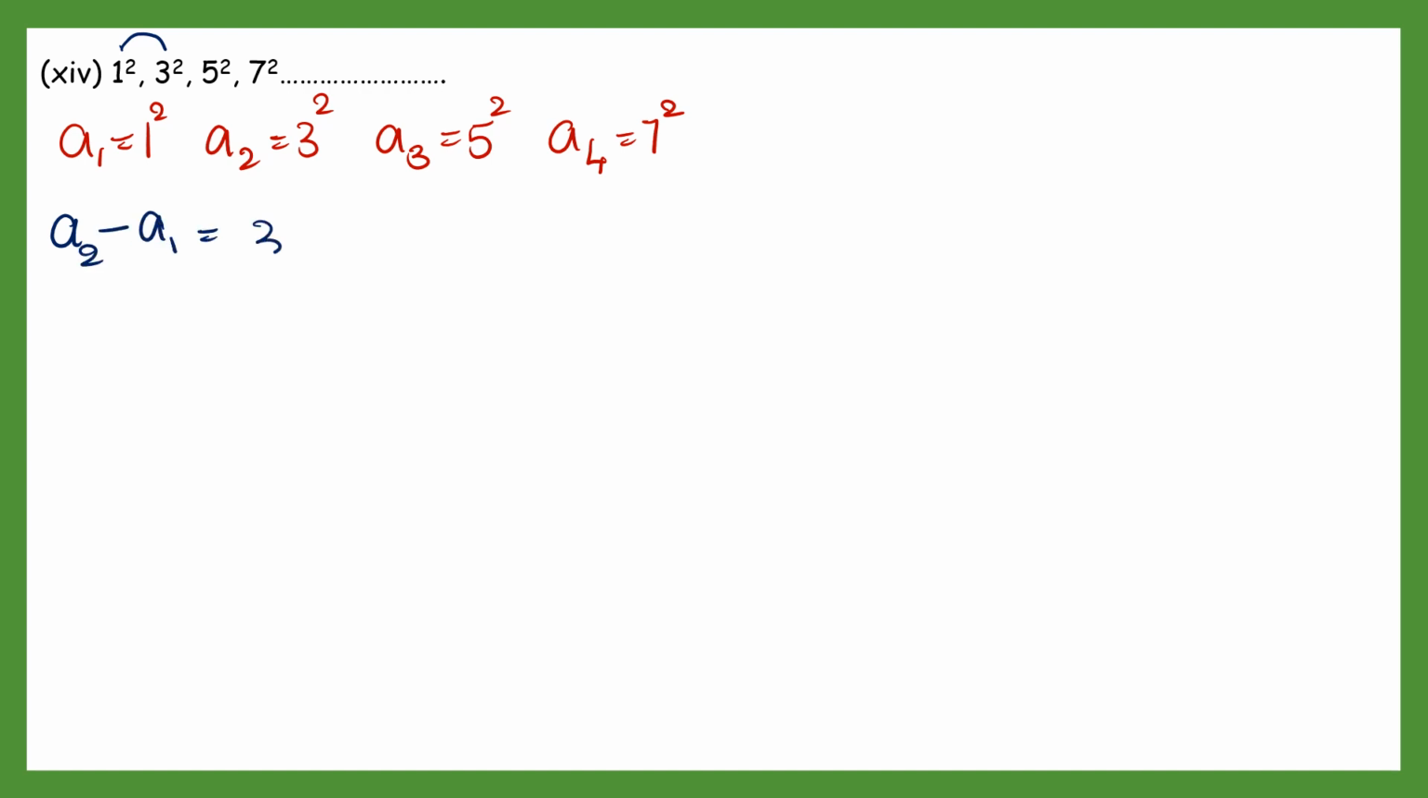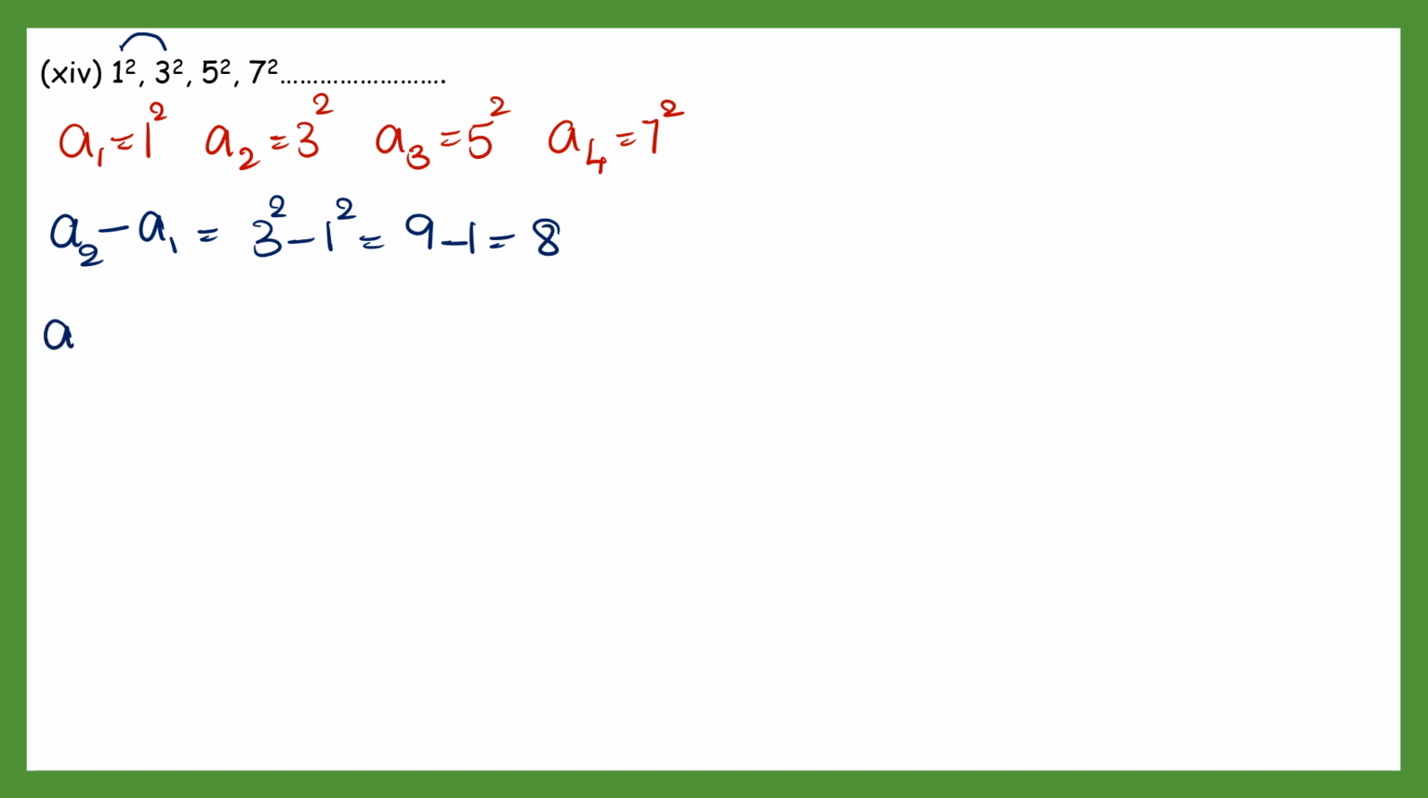Next question. First term is what? 1 square. Second term is 3 square. Third term is 5 square. Fourth term is 7 square. Let's check whether this list is in arithmetic progression or not. For that, we will find the difference between consecutive terms. First term and second term are consecutive, so we will find A2 minus A1. So, 3 square minus 1 square. 3 square is nothing but 3 into 3, that is 9. 9 minus 1 square is 1. 9 minus 1 is 8.